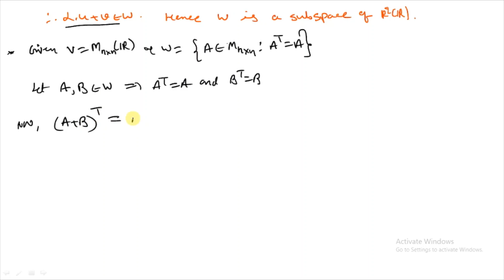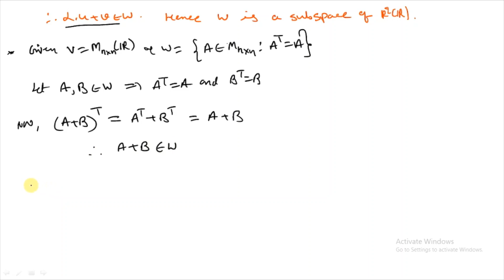Now (A plus B) transpose equals A transpose plus B transpose. But we know A transpose equals A and B transpose equals B. So (A plus B) transpose is the same as A plus B. That means A plus B is again a symmetric matrix. Therefore A plus B belongs to W. That means it satisfies vector addition.